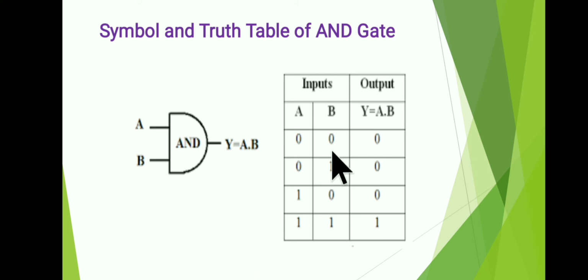The function of AND gate is that if all the inputs are high, then output is high. If any one input is low, output is low. See here, for 0 0, 0 1, 1 0, output is low. Only for 1 1, output is 1.